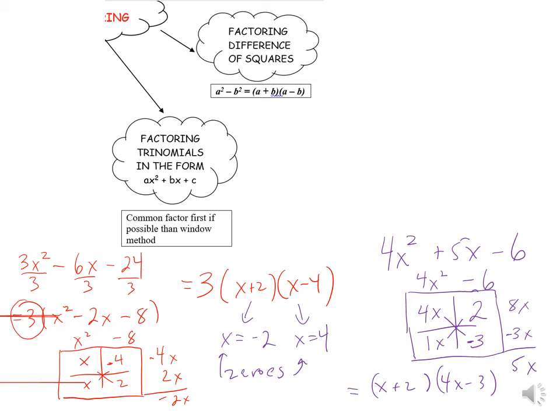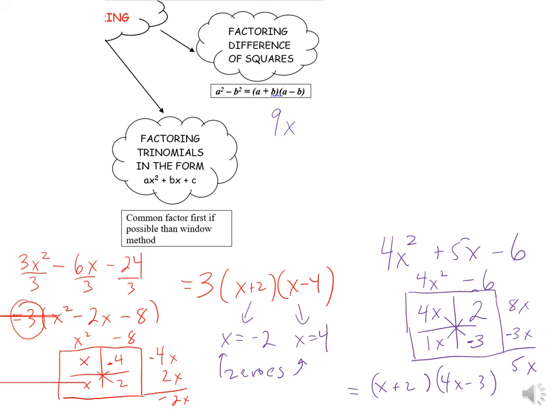And then the last piece of our flowchart, factoring a difference of squares. Remember, you are looking for two terms. They have to be minus, unless you've common factored something out first. And they have to be nice square roots.